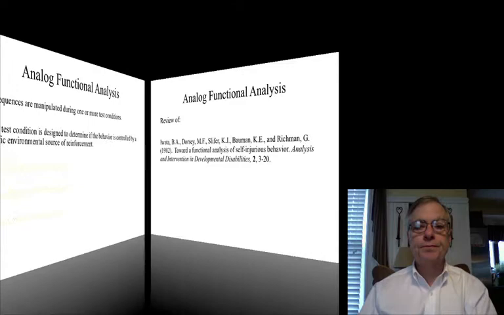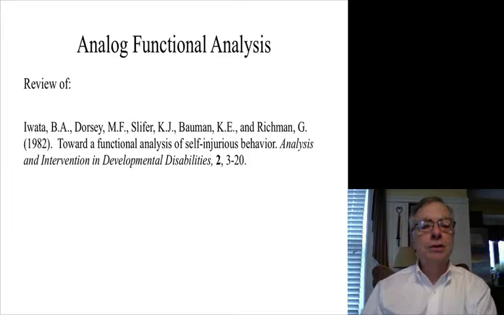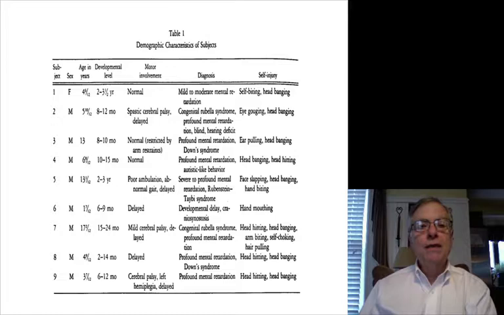So we're going to review a little bit here some of the results of the initial 1982 study. When we ran that study, as you've read in your readings for this week and in the history week when you read this same study, there were 9 subjects. We've reviewed this in a previous lecture. This slide shows some demographic characteristics of them. It gives their age in years, their developmental level, motor involvement, a diagnosis that came with the individual, and what forms of self-injurious behavior they engaged in.